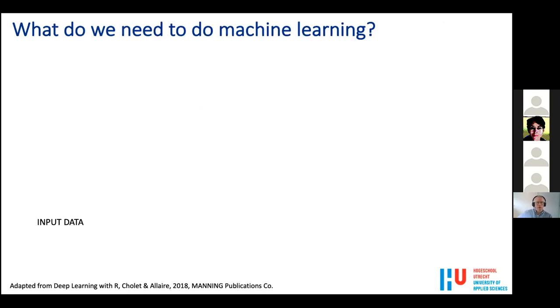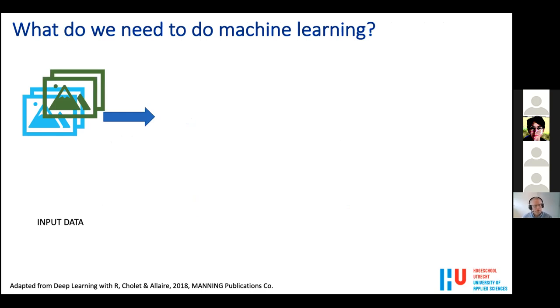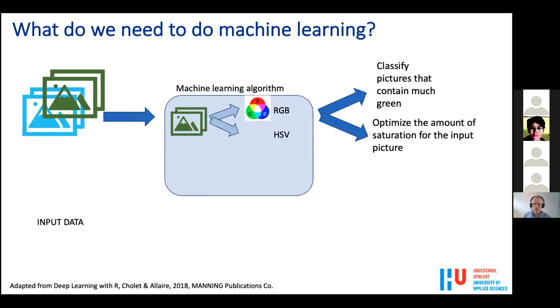So what do we need if we want to do machine learning? Obviously, we need data. If we consider pictures, for example, I depict here two color images that are presented to a machine learning algorithm. The task here is to classify the picture that has the most green in it. Another task could be to optimize the amount of saturation for the input picture. So in order to solve such a task, we need to consider the data and how the data could be represented in the machine to enable the machine to learn to do this task.